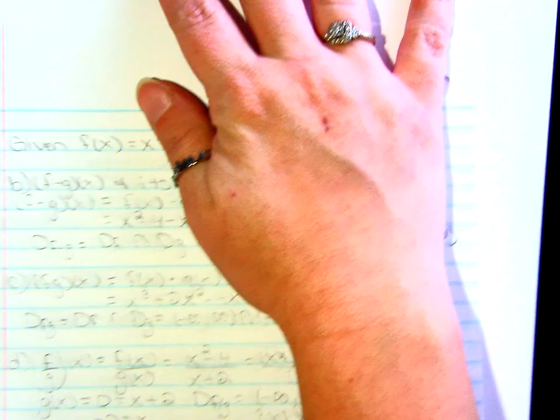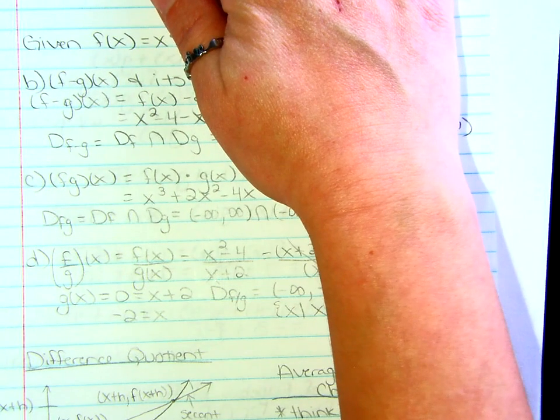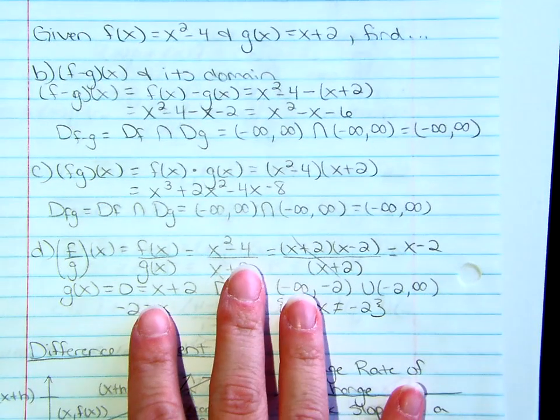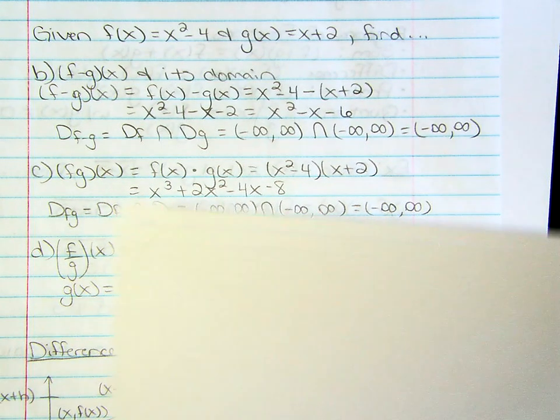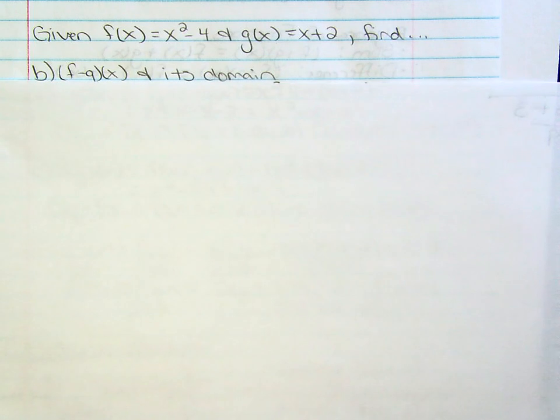I wrote "given the f of x" part again at the top of this, but that's just because I had to flip my paper over. It's the same functions. We're going to do the subtraction, the multiplication, and the division for those two functions, f of x equals x squared minus 4 and g of x equals x plus 2. We're going to find the domain on each of those steps.